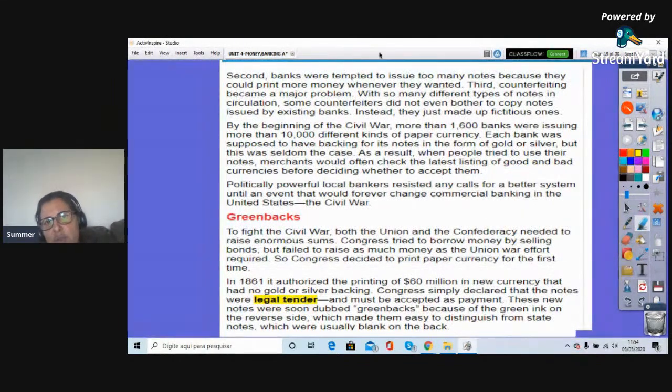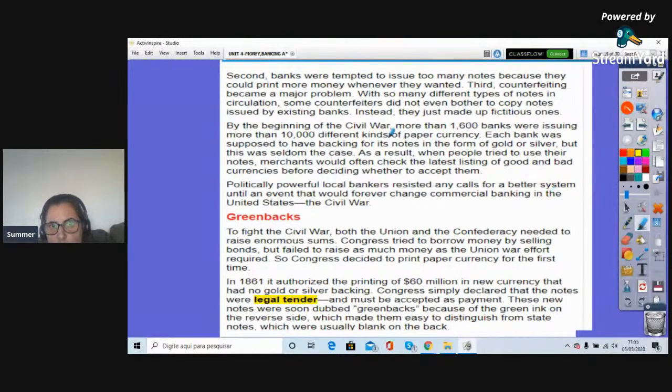Second, banks were tempted to issue too many notes because they could print more money whenever they wanted. Third, counterfeiting became a major problem. With so many different types of notes in circulation, some counterfeiters did not even bother to copy the notes issued by existing banks. Instead, these people would make fake notes of money.